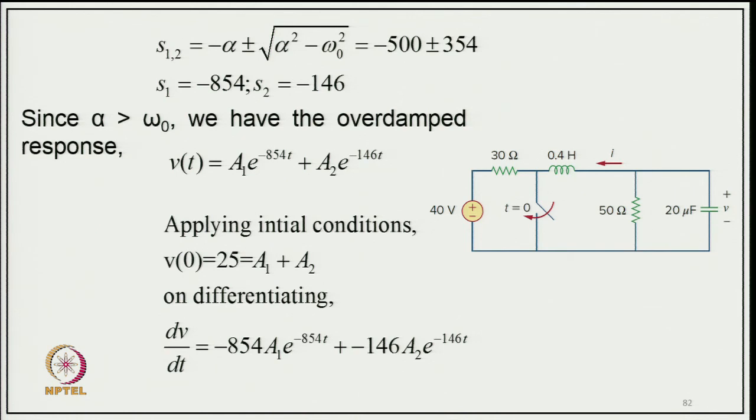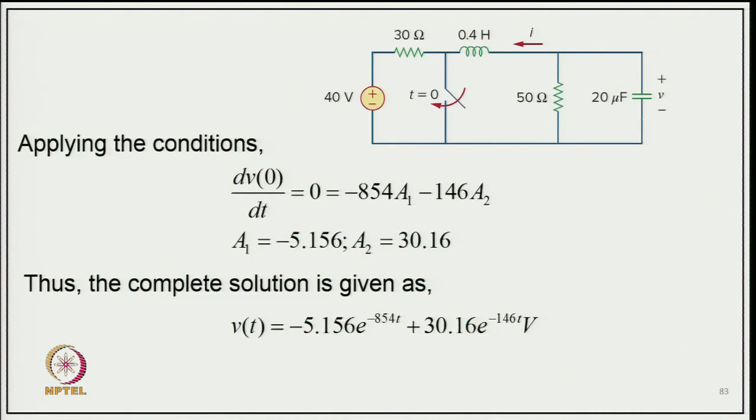So, we can apply the initial conditions to get A1 and A2. We can say V(0) is 25, equal to A1 plus A2, and on differentiation we can say dV/dt equals minus 854 A1 e to the power minus 854t plus minus 146 A2 e to the power minus 146t. And now, applying the initial condition dV/dt equal to 0, it becomes minus 854 A1 minus 146 A2.